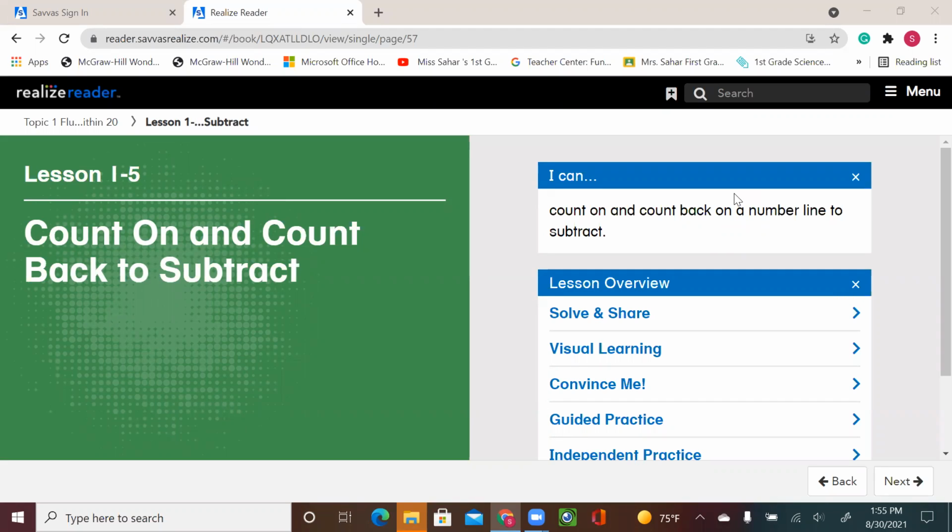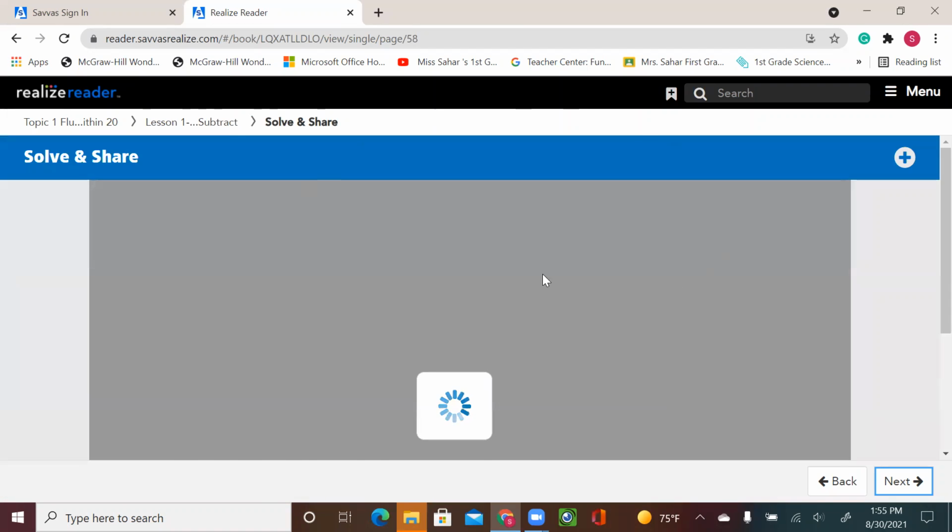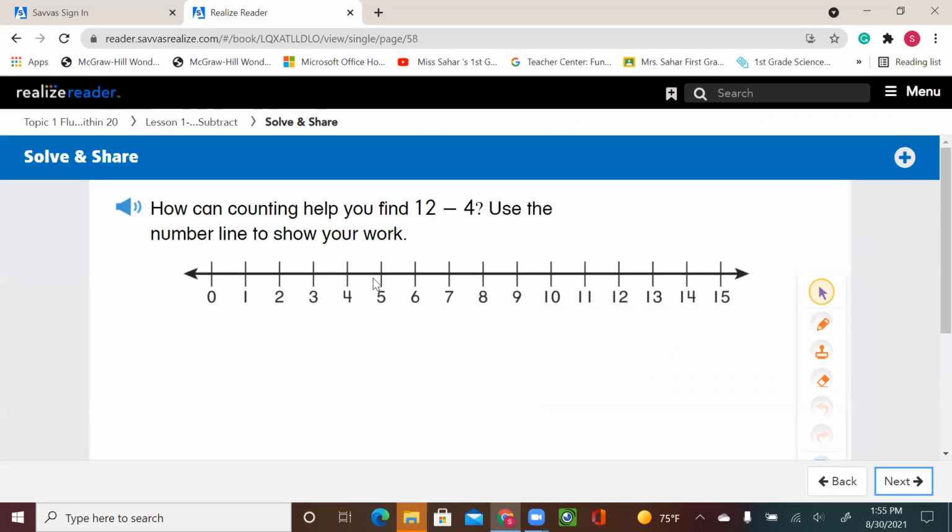Please get your math book. We are on lesson 5 and open page 21. Let's go to our page. So what we have, count on and count back.